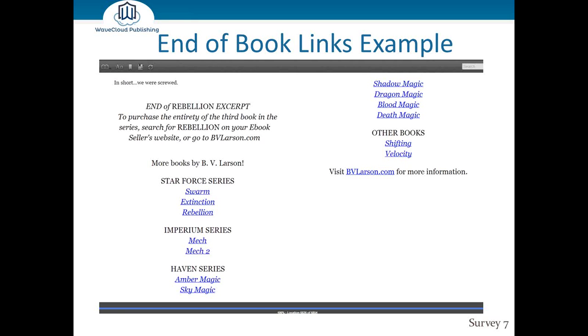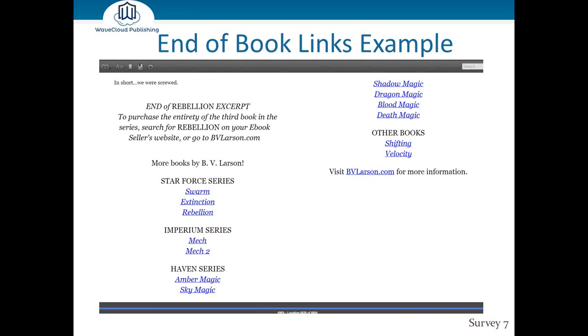And then right after that, he says, hey, here are my other books. And so if you want to catch the next one in this series, click on Rebellion. If you click on this Rebellion link from within his book, it takes you to the next book in his series. You could also click on the Extinction link right here and go back to this book and leave a review for B.V. Larson. Of course, at the end, he also has a link back to his website, which is important to capture readers' emails for permission-based marketing.